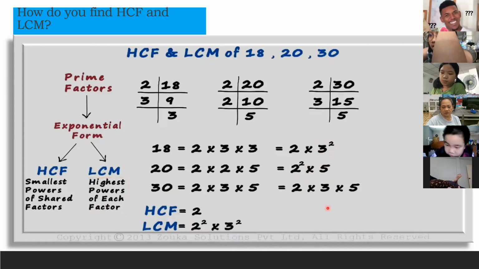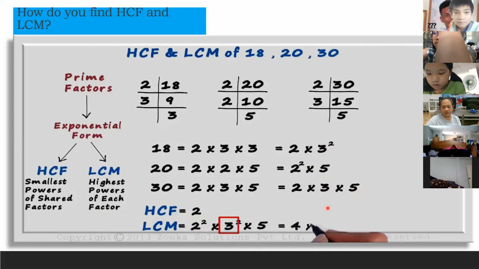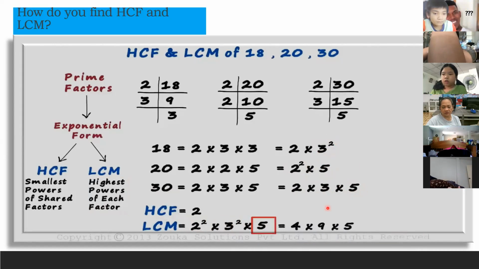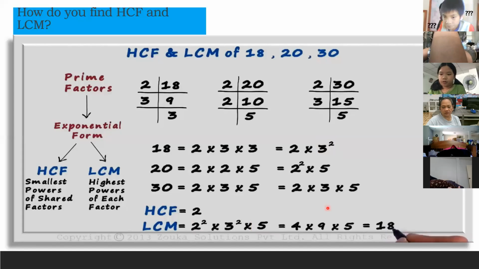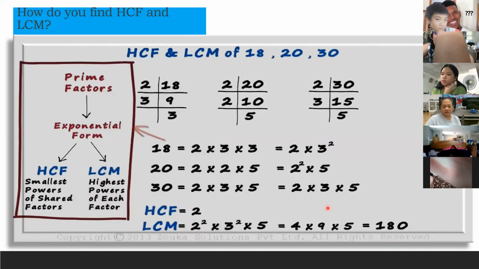And the last factor is 5. We have 5 raised to 1 here as well as here. So we multiply this with 5 as its highest power. This is 4 multiplied by 9 multiplied by 5. That equals 180. So if you're asked to find the HCF as well as the LCM of three numbers, this is the method you should follow.